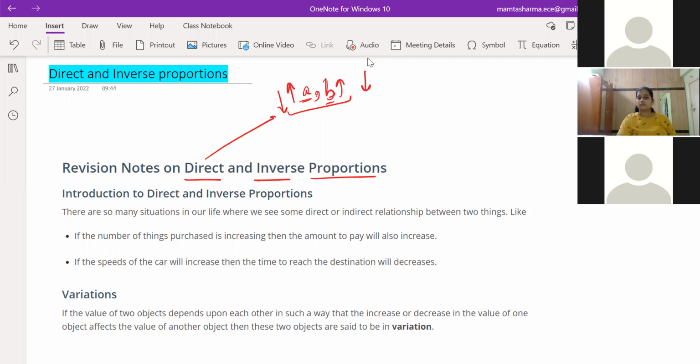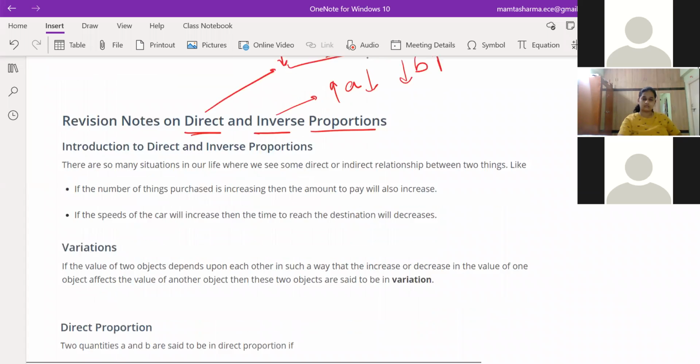So this is the direct proportion. They are connected directly. If one is increasing, the other will also increase. If one is decreasing, the other will also decrease. And what is the inverse proportion? Inverse proportion is that one will increase and the other will decrease. If A increases, B will decrease.